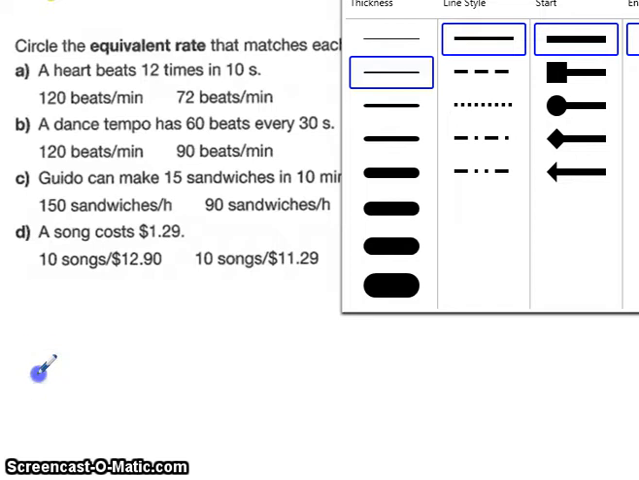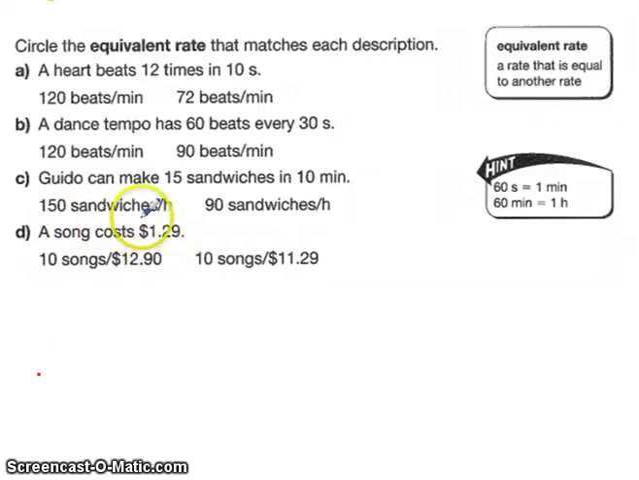If you buy a song online from iTunes or something, and it costs $1.29. So how much is it for 10 songs? Well, you just multiply it by 10, so it will be $12.90 per 10 songs.